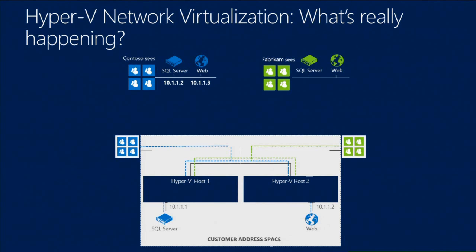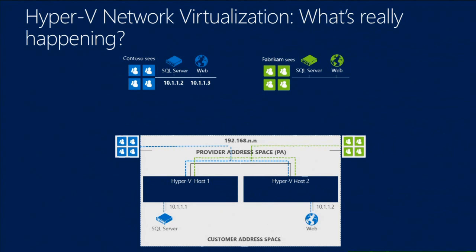And these have two addresses. They use 10.1.1.2 and 10.1.1.3. They're basically using two different addresses. These are the customer addresses. So these are the CAs, as we like to call them. They're the CAs. These are the customer addresses associated with the VMs that they are bringing into the environment.